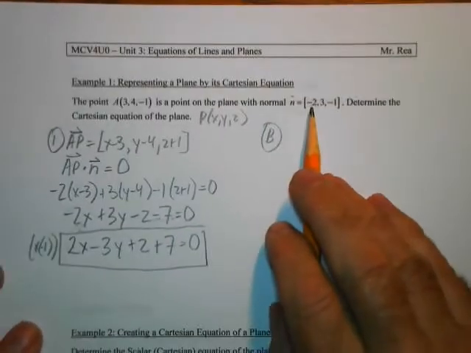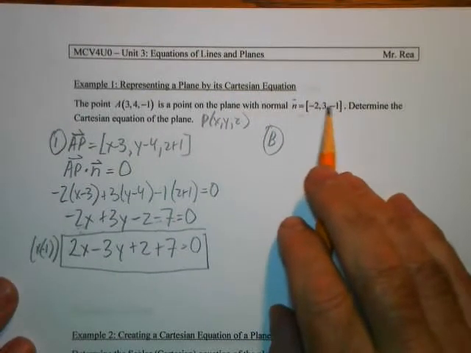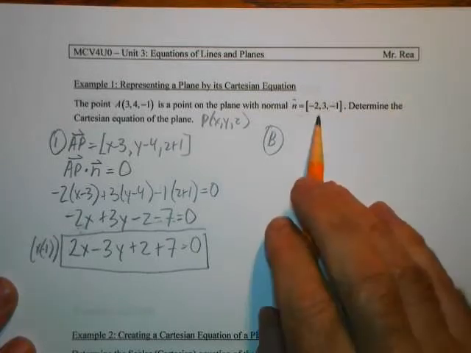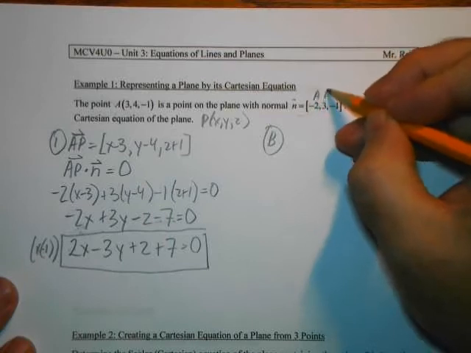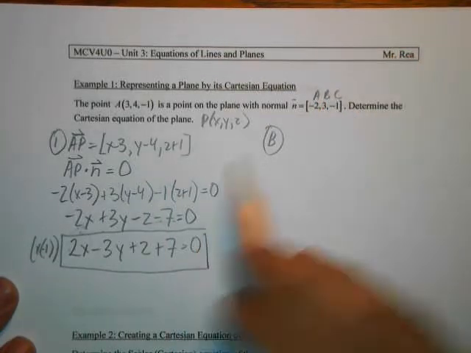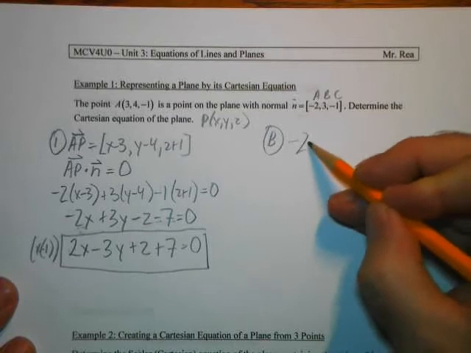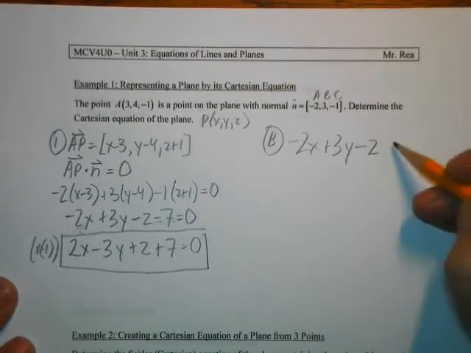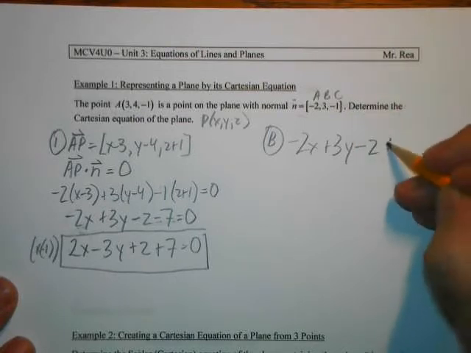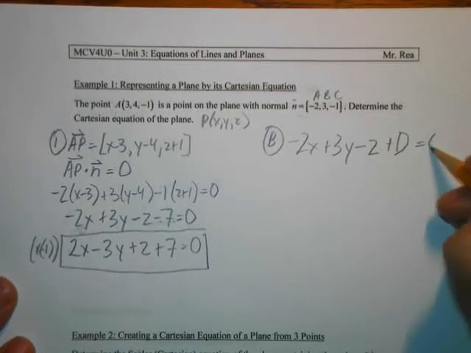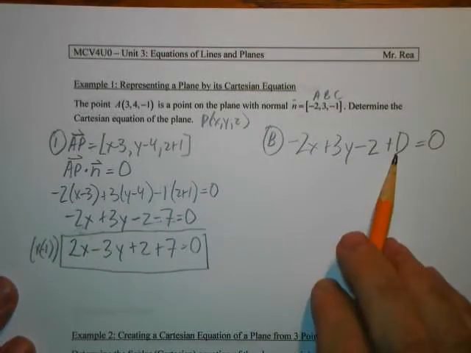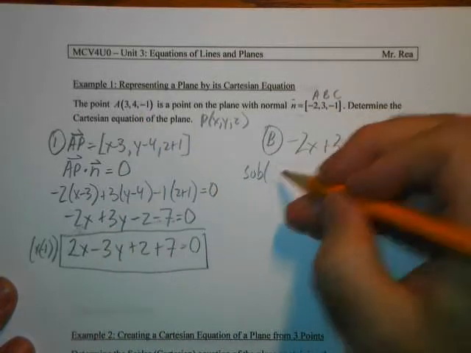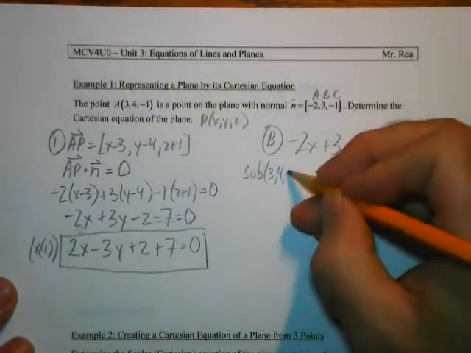Now, since we know that's the normal, well, we know about 3/4 of the equation, because that's my A, that's my B, and that's my C. So if I make the equation, it's going to be -2x plus 3y minus 1z. What we don't know is the d value, so I put a plus d equals 0. So now all I have to do is figure out what the d is, and I do this by subbing in the point that's given to us, 3, 4, -1.